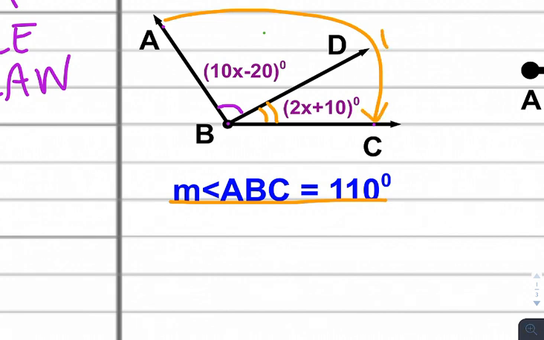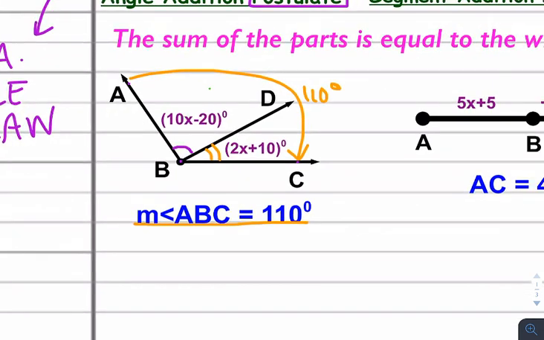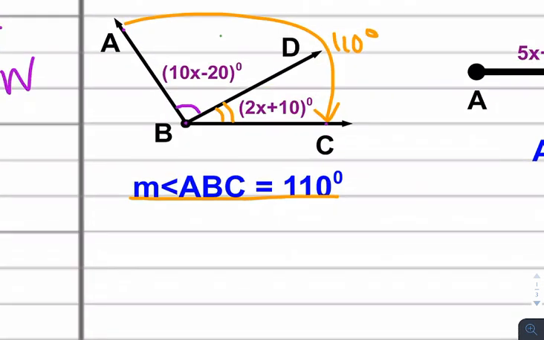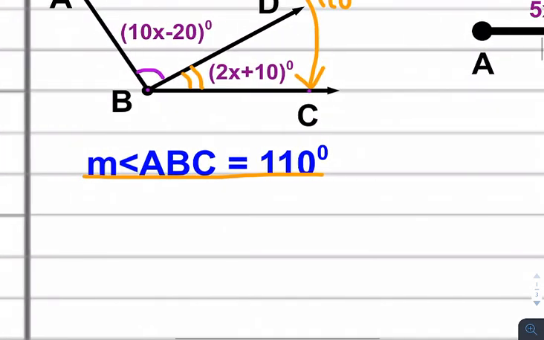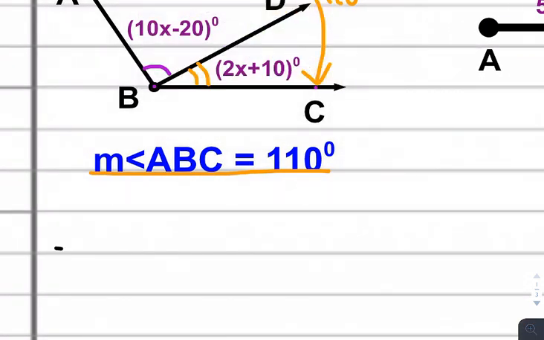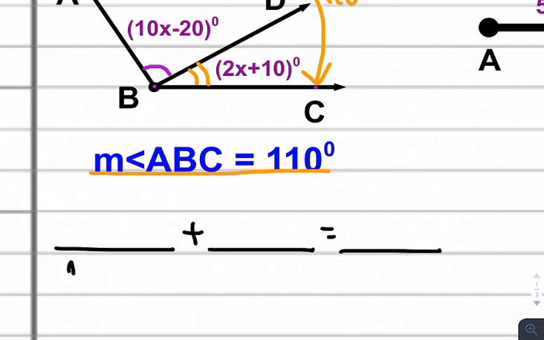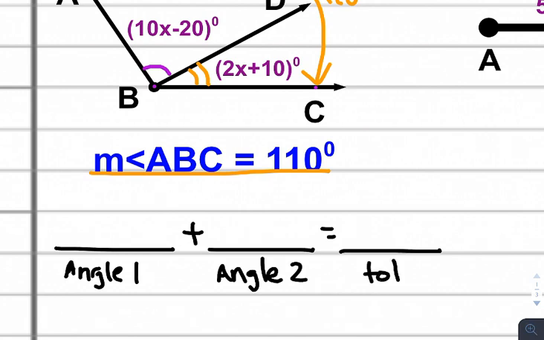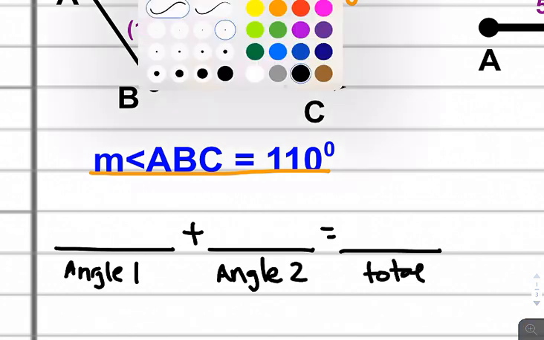And so if you think about the angle addition postulate, the sum of the parts is equal to the whole, what this allows us to do is to set up an equation. If we have one angle, we add it to another angle, that's going to equal the total angle. So this is like angle 1, this is like angle 2, and this is the total angle. That's all the angle addition postulate tells us, that we can do this.